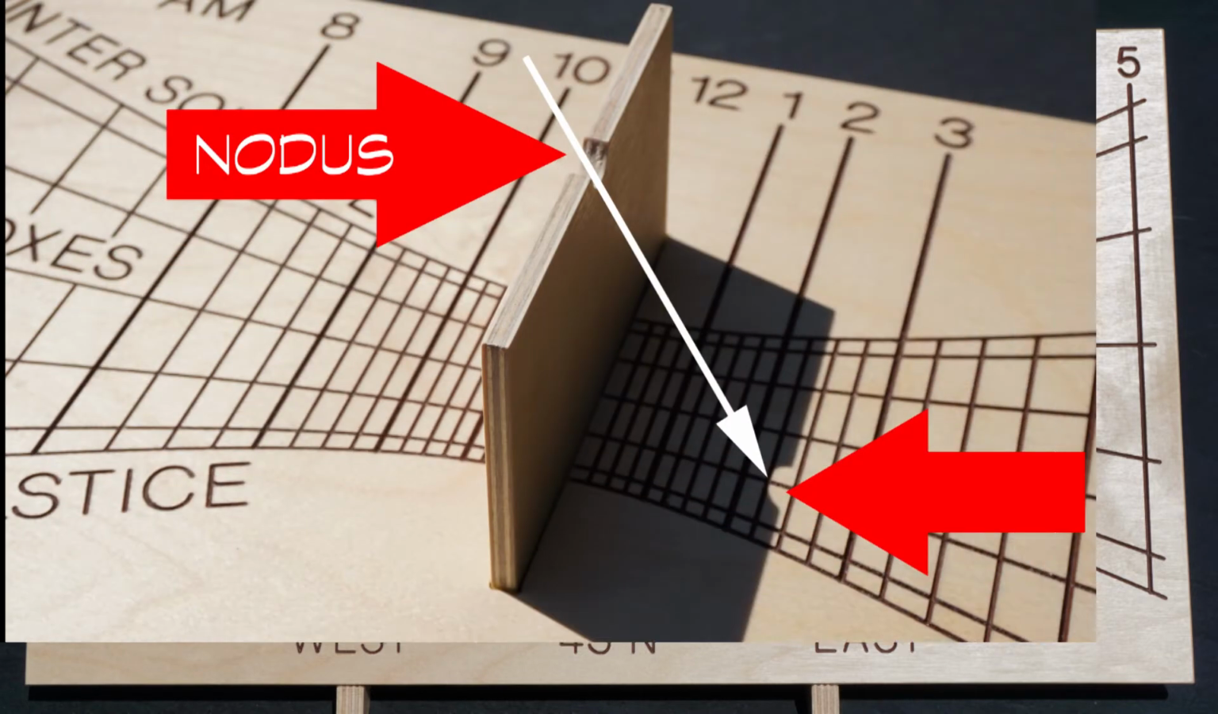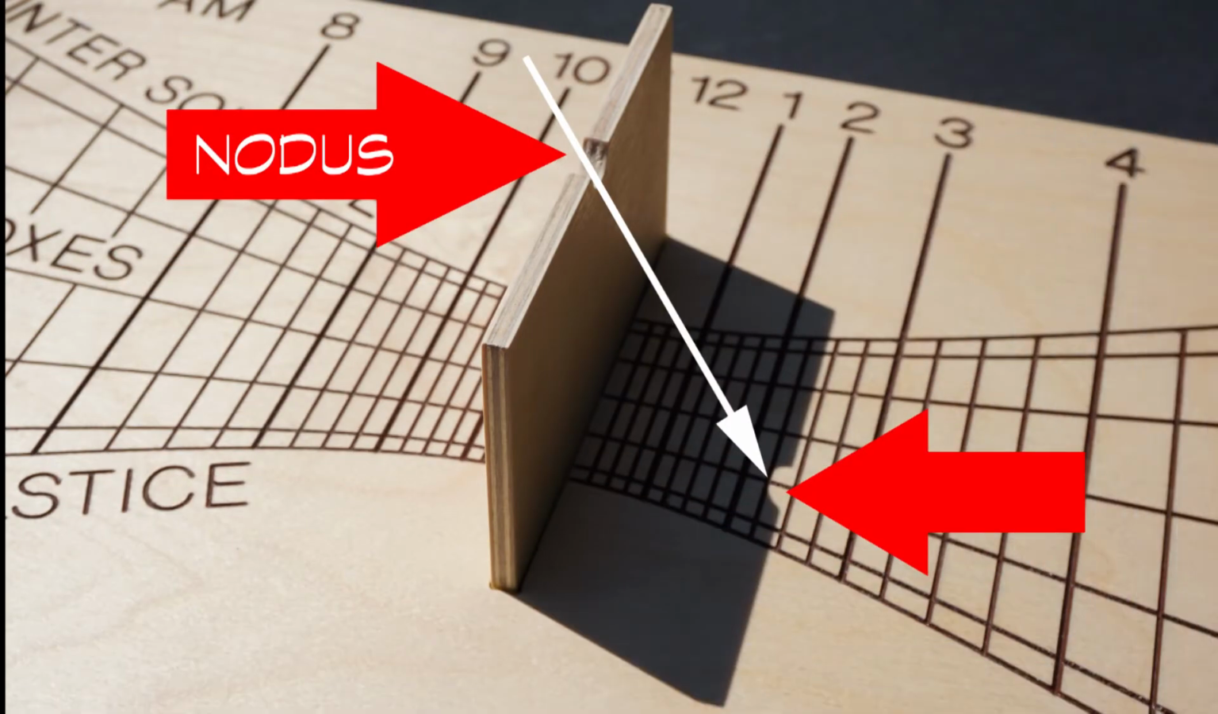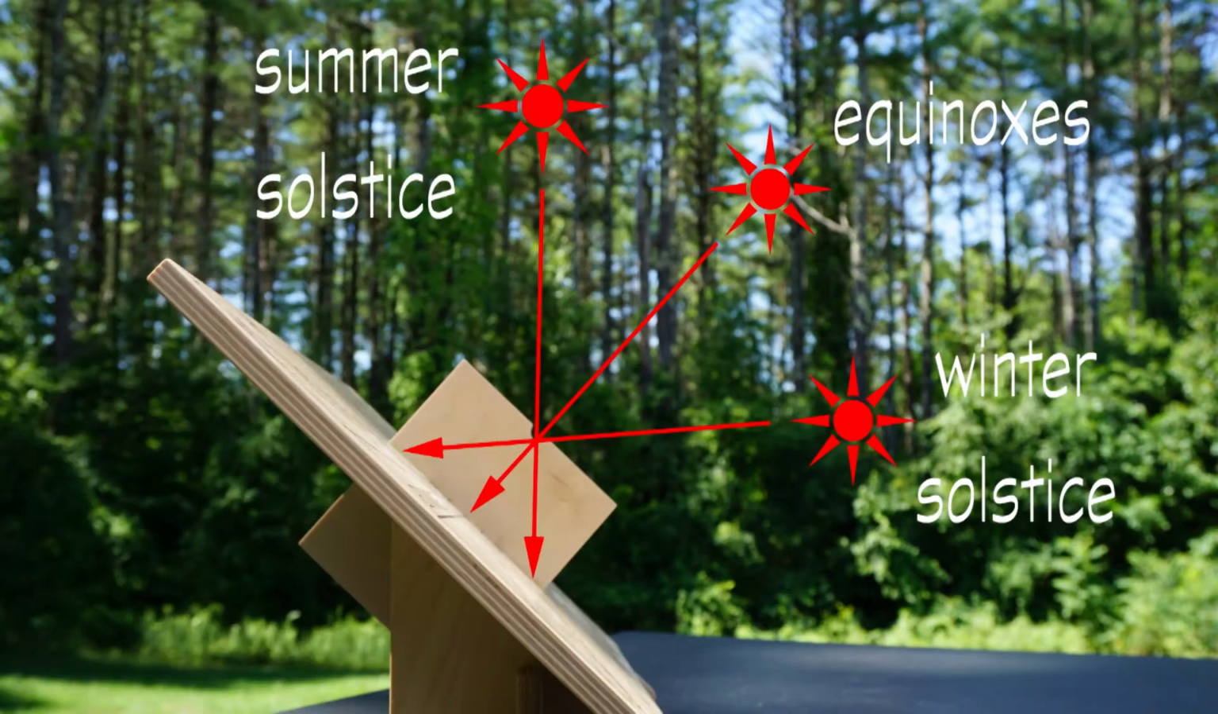To follow these lines, a nodus is added to the center of the gnomon. In this case, it is a curved notch, and its shadow embraces those lines on the dial. Those lines reflect the changing north-south altitude of the sun through the year. That is called the angle of declination.